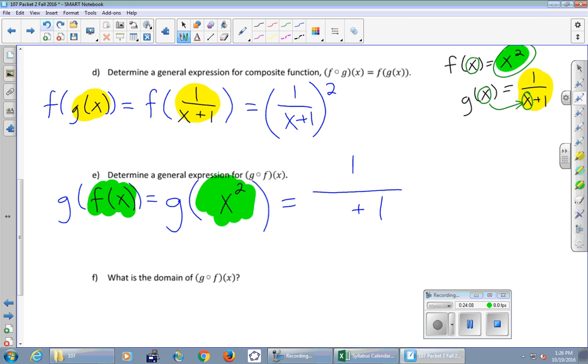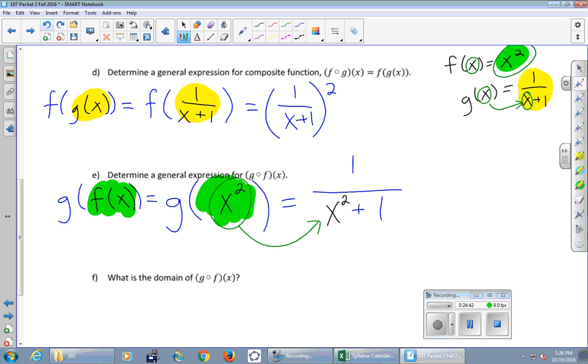What goes in that blank space? X squared. So whatever was in the g parentheses, this guy right here has to get copied over. Okay? That's the trickiest part. It's applying these functions to things that aren't just x. It could be anything we want in there.